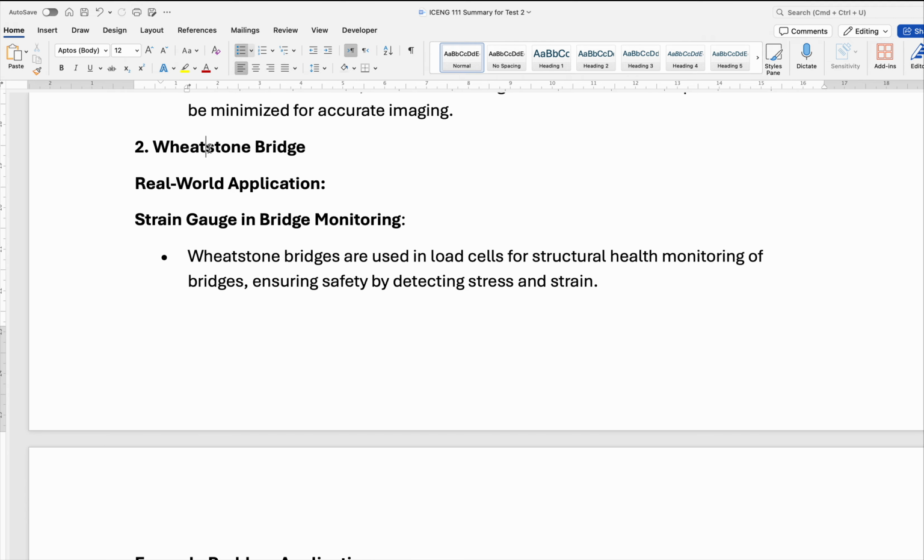Okay, now where we can use Wheatstone bridge, we already took many examples, but for example, Wheatstone bridges are used in load cells for structural health monitoring of bridges.